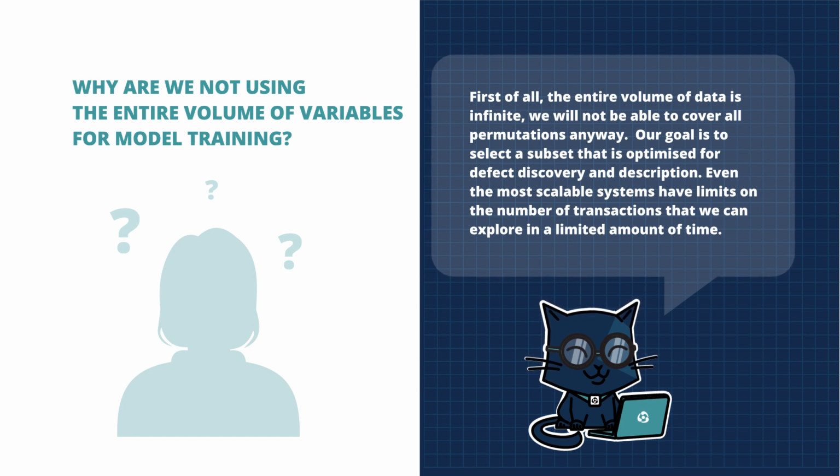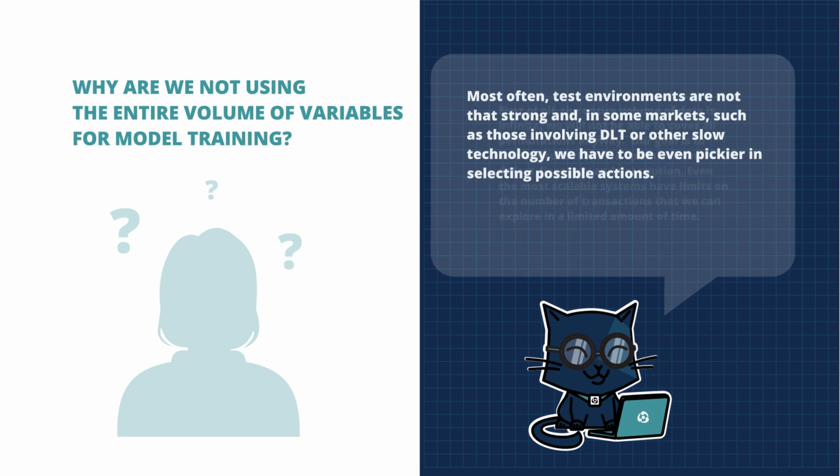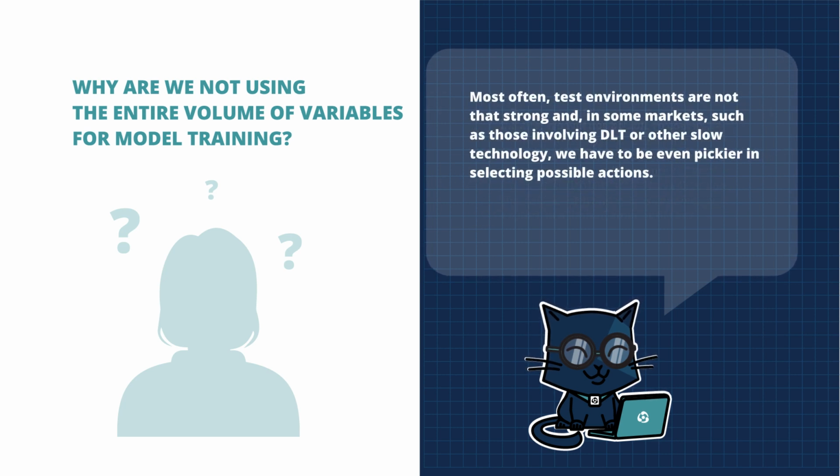Even the most scalable systems have limits on the number of transactions that we can explore in a limited amount of time. Most often, test environments are not that strong, and in some markets, such as those involving DLT or other slow technology, we have to be even pickier in selecting possible actions.